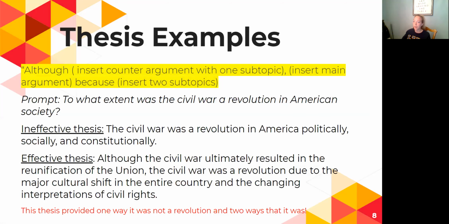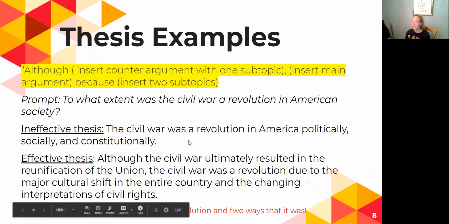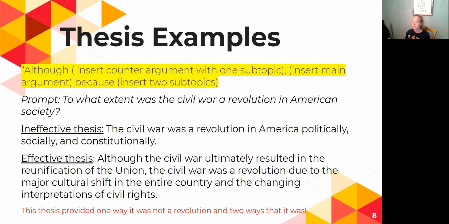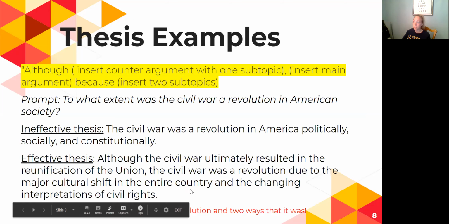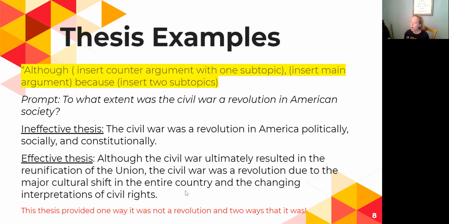So this is a bad thesis. It doesn't have a counter argument, and its subtopics are very vague. There's a lot of different things that could be discussed when talking about politics or social stuff or the Constitution. So here is a good, effective thesis to that prompt. Although the Civil War ultimately resulted in the reunification of the Union, meaning this didn't really change.